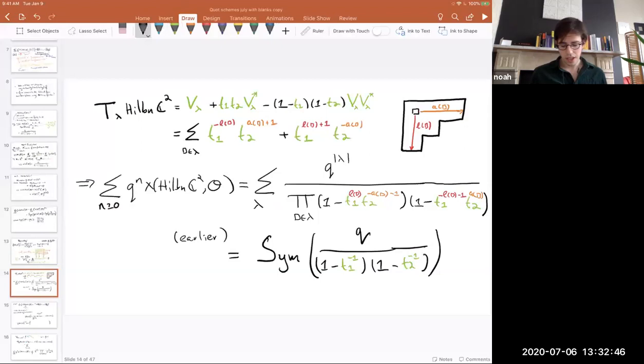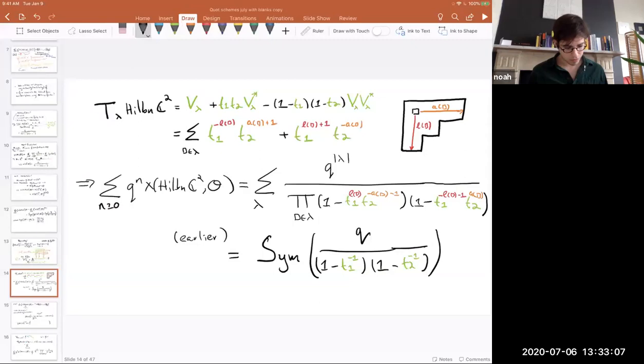And one can either show this purely combinatorially, starting from this expression in terms of arms and legs, or, you know, we've shown this geometrically by using this Hilbert-Chow morphism. Okay. So I apologize if that was a bit slow for anyone, but we'll pick up speed a little bit now.